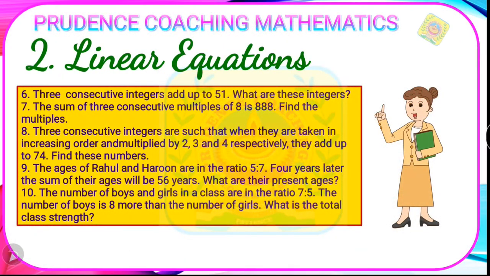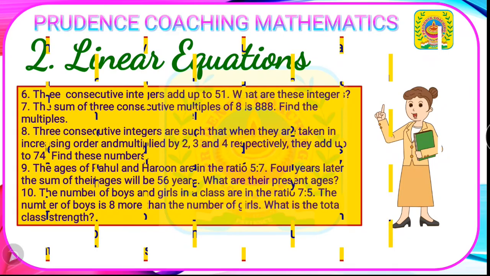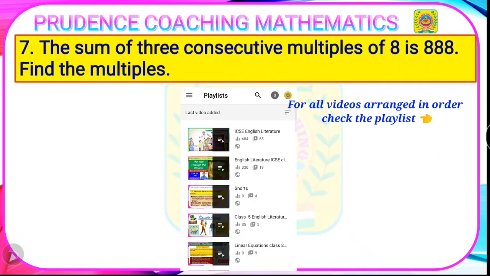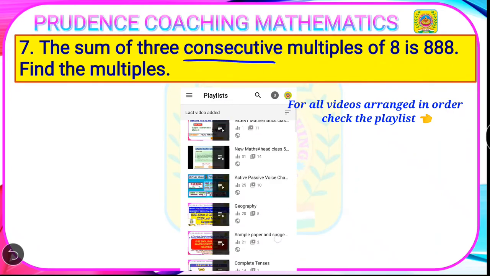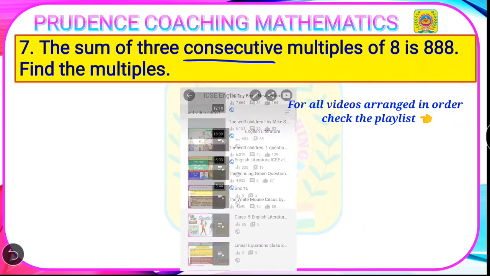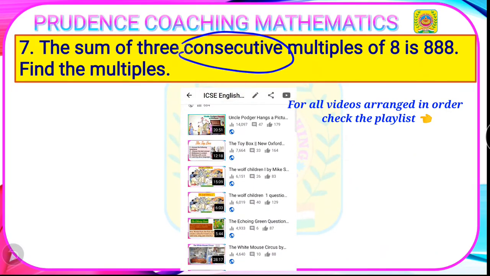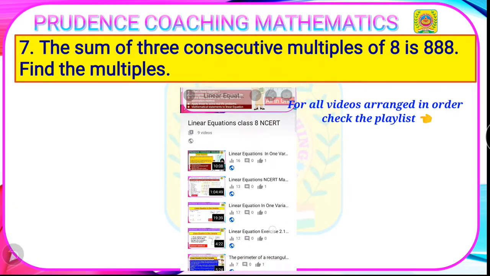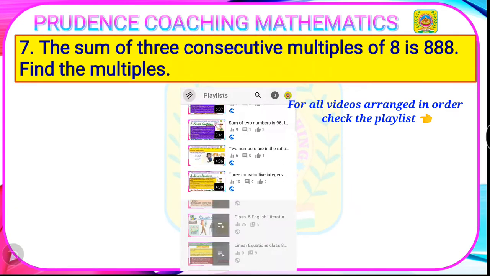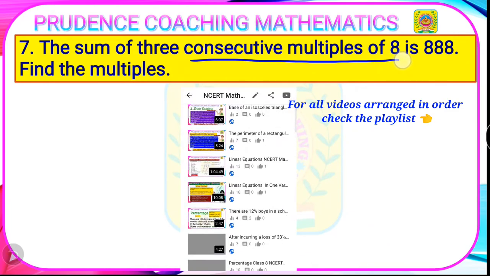Students, today we came up with the next part of linear equation, as we have completed till sum number 6 from exercise 2.2. Today we will start with sum number 7. So let's start. Here, as you can see, you can find a word which is consecutive. In the previous class, I have already explained this word. Consecutive means one after the other. But here you are asked to find out the consecutive multiples of 8.